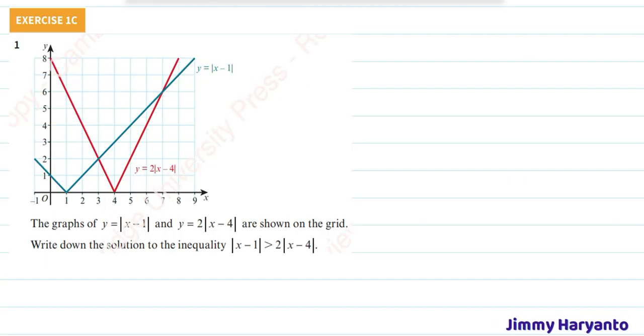Okay, next is exercise 1C. For exercise 1C, we have to solve the inequality using graph. So first I want you to take a look at x minus 1. I will highlight it as a yellow color, and the 2x minus 4 with the blue color. Oh, should be red, never mind. Wait, oh, this one is red, and that one is blue. Okay.